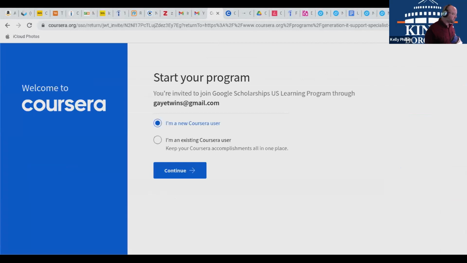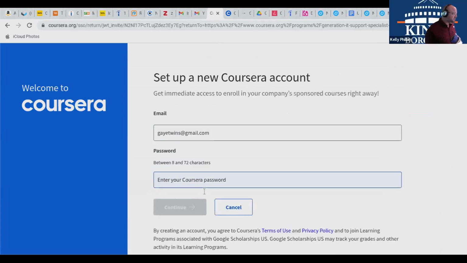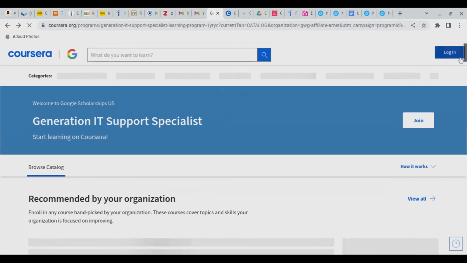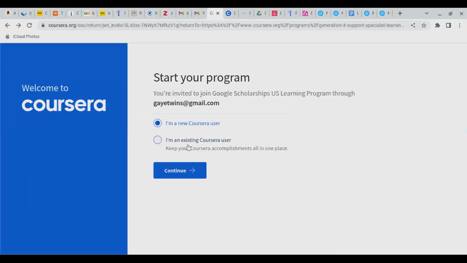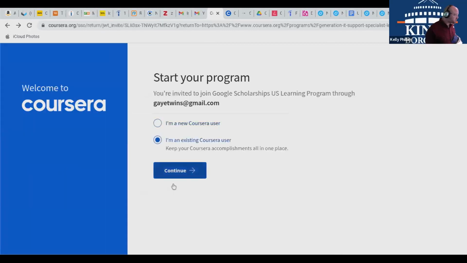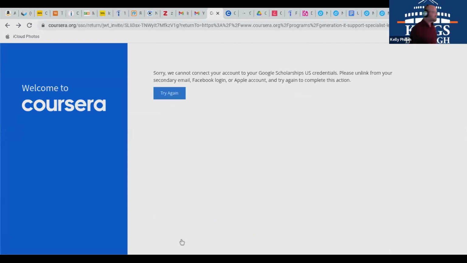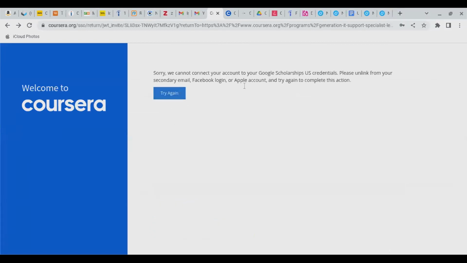Okay. Let's see. So hit on an existing one, see if that works. Is that the correct email? Yeah, this is the correct email. Okay, so go ahead and click I'm an existing Coursera user. Like this one, just sign in. Nope. Go back. Oops. This one. Yeah. Put in that one and hit continue and see if that works. Okay, so it cannot connect your account to Credentials.